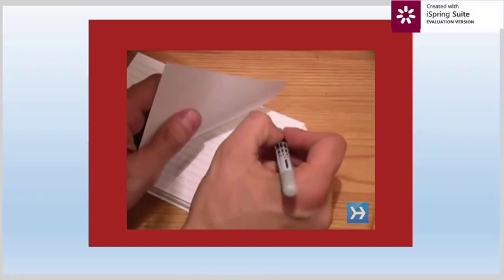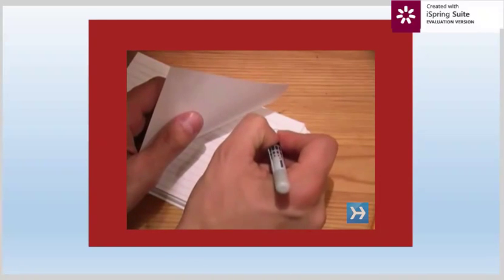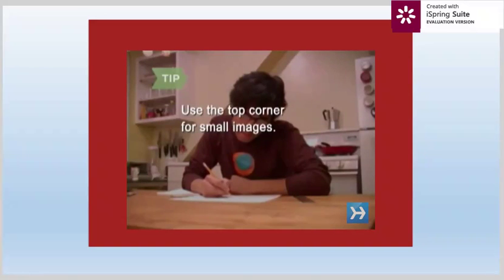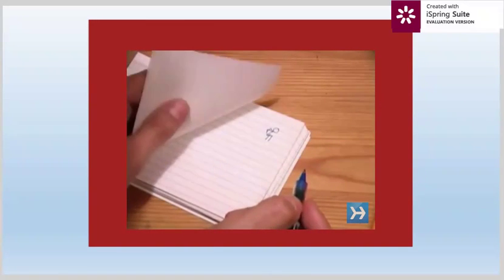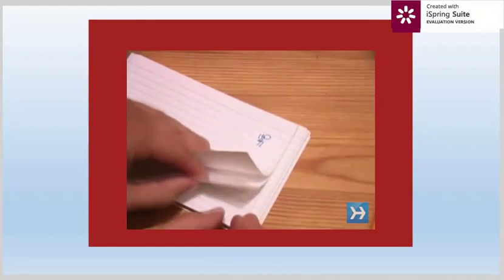Step 3. When you're done with the sketches, it's time to make the actual flipbook. Carefully draw each frame on the right-hand side of a different index card. If your animation images are small, draw them near the top corner. It will help you align your drawings to a common point of reference.